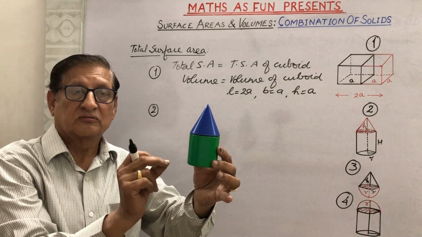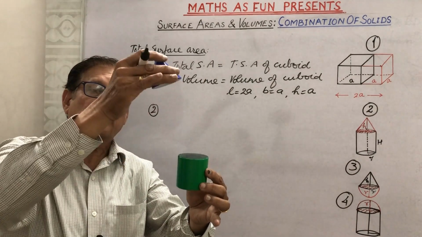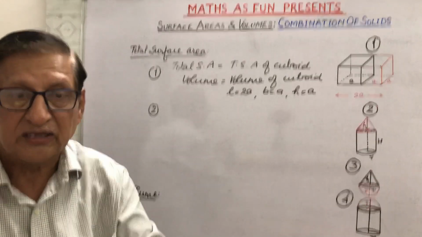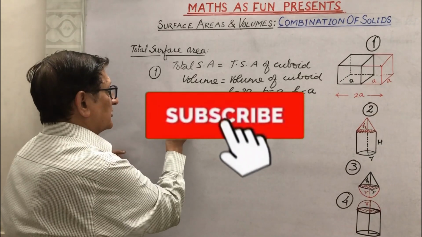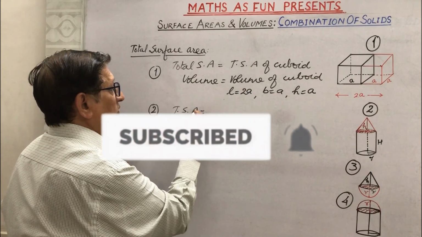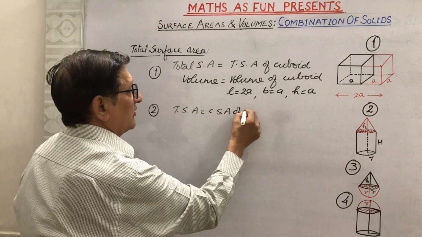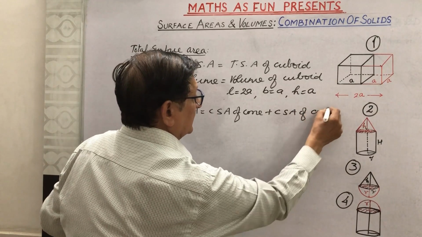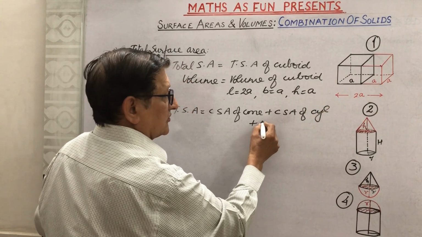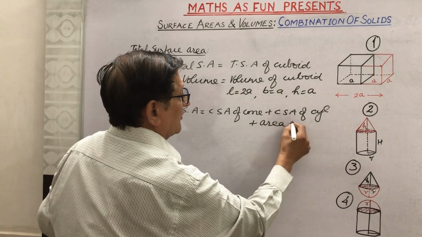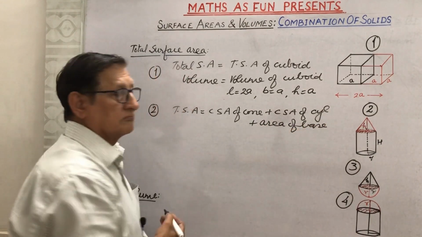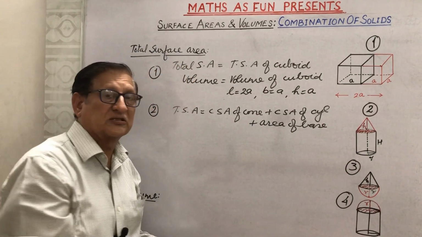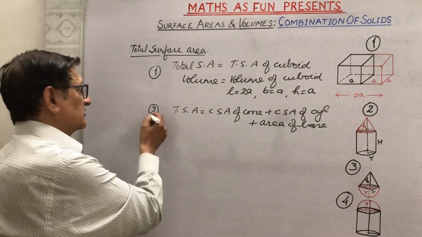Not to confuse that we will add the total surface area of cone and the total surface area of the cylinder. So here in the second case we are finding the total surface area will be equal to curved surface area of cone plus curved surface area of cylinder plus area of base. The volume will be the sum of the volumes of both because that is the space occupied. This is the second case.